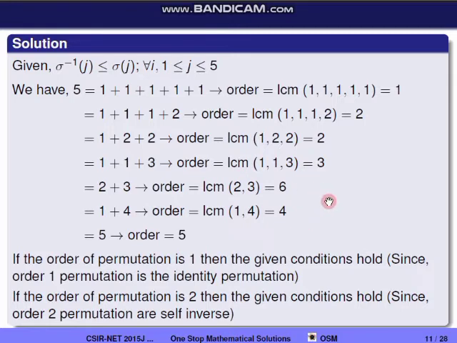So I'll check which of them belongs to this set of permutations satisfying this condition. If we consider the order of permutation 1, it satisfies this given condition because an order 1 permutation is the identity element. So sigma inverse is equal to sigma. And an order 2 permutation also satisfies this condition because we know every element of order 2 is self-inverse, that is sigma inverse is equal to sigma. So order 1 and order 2 permutations belong to this set of permutations. Now we'll check whether an order 3 permutation belongs to it.